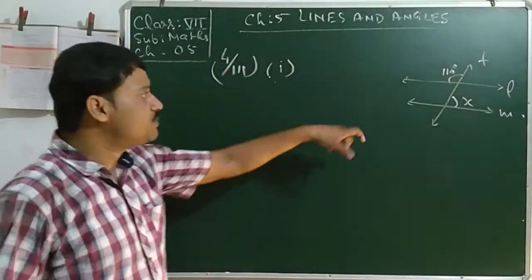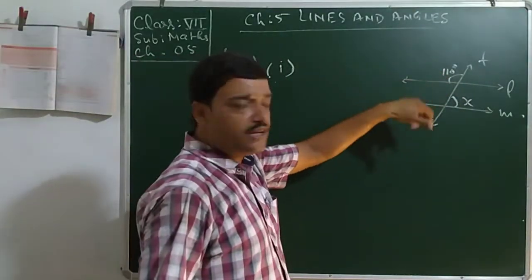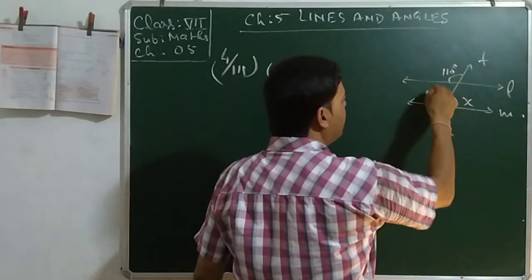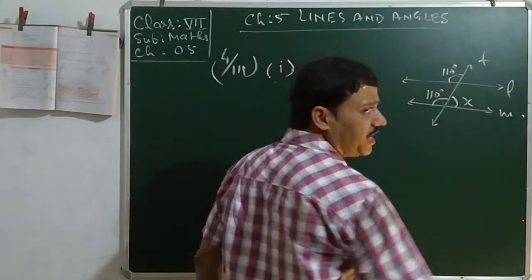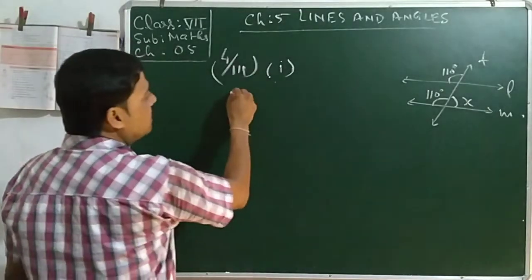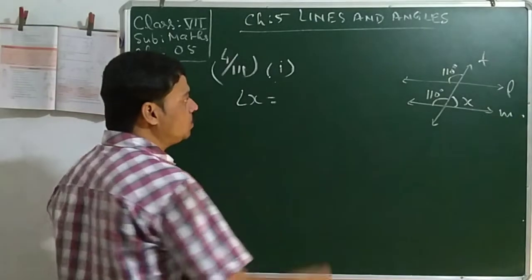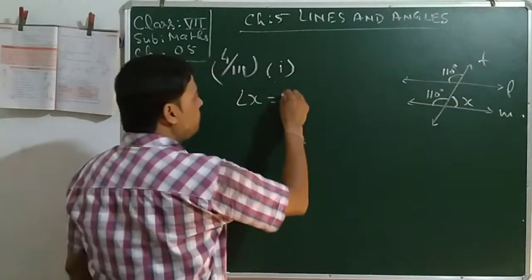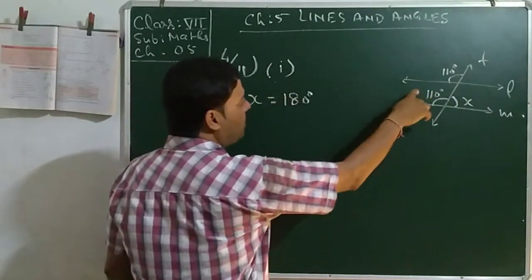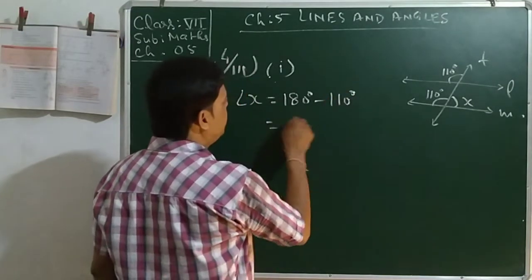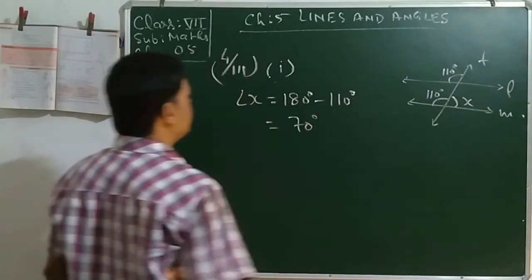See, in this figure, as these two lines are parallel, the corresponding angle of this angle will also be 110 degrees. Now if you find the measure of angle x, angle x equals the supplementary of this angle, 110 degrees. 180 degrees minus 110 degrees equals 70 degrees.